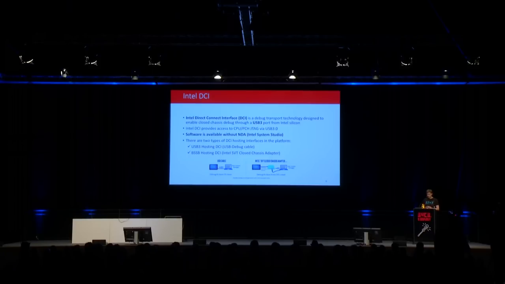USB 3 hosting DCI is a common USB 3 debug cable which works as an OTG device. That means that a special device appears on the host system. Activation and commands are sent to the device through the common USB interface. The device itself is integrated into the PCH, and it transforms the commands into JTAG.